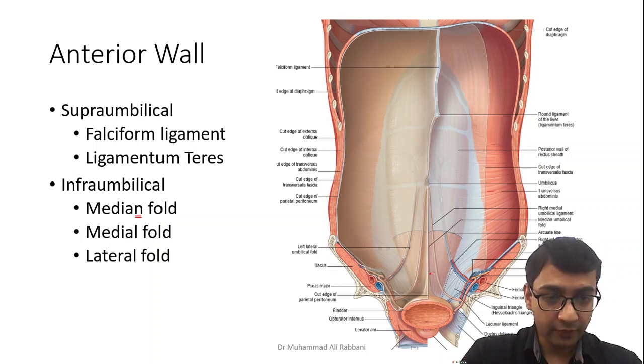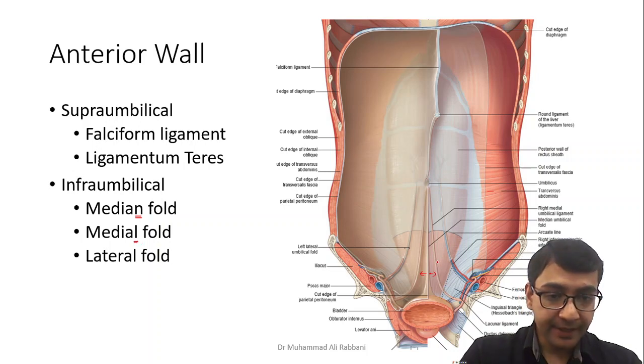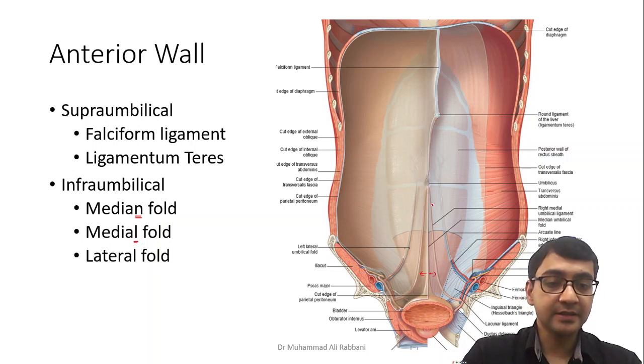Just to the side of it, just lateral to it, there are paired folds on each side. This fold is known as the medial umbilical fold. The medial umbilical fold is a fold of peritoneum that is raised due to the underlying umbilical artery.